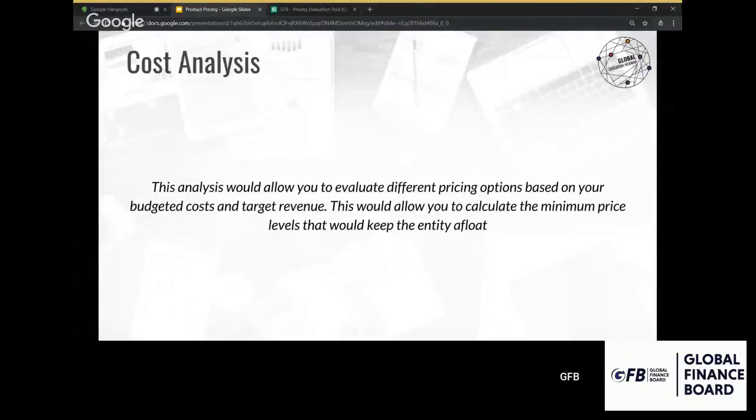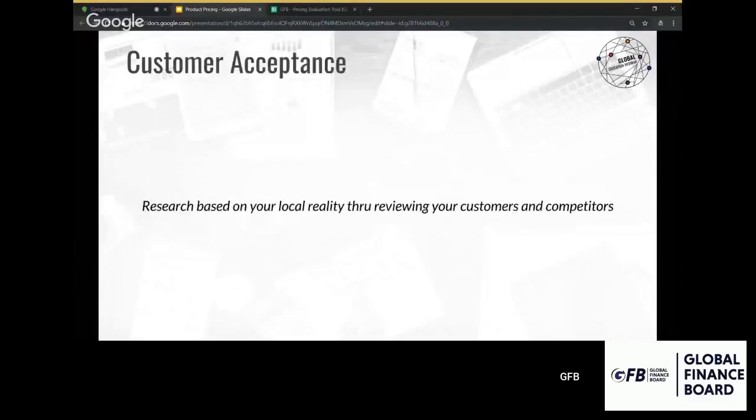And customer acceptance is research based on your local reality to review customers and competitors. So customer acceptance, you can also say, is research about the market where you are selling the products.